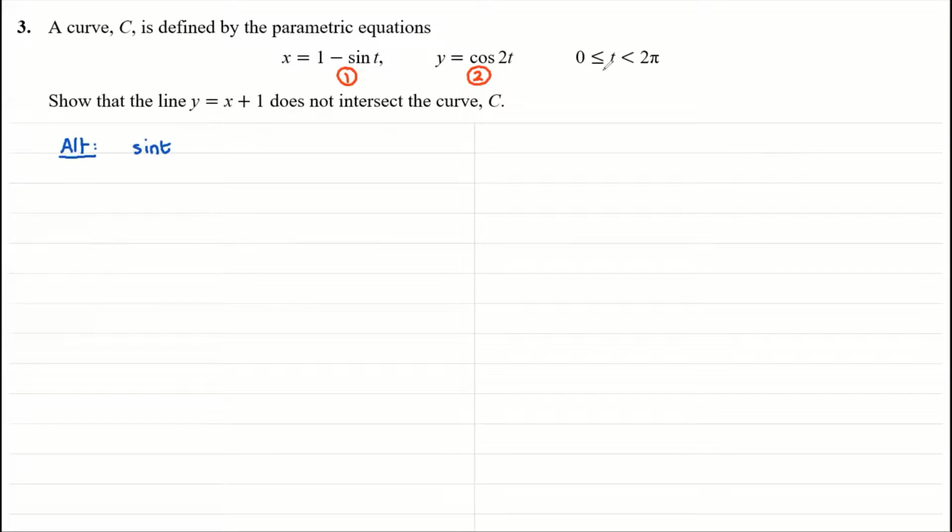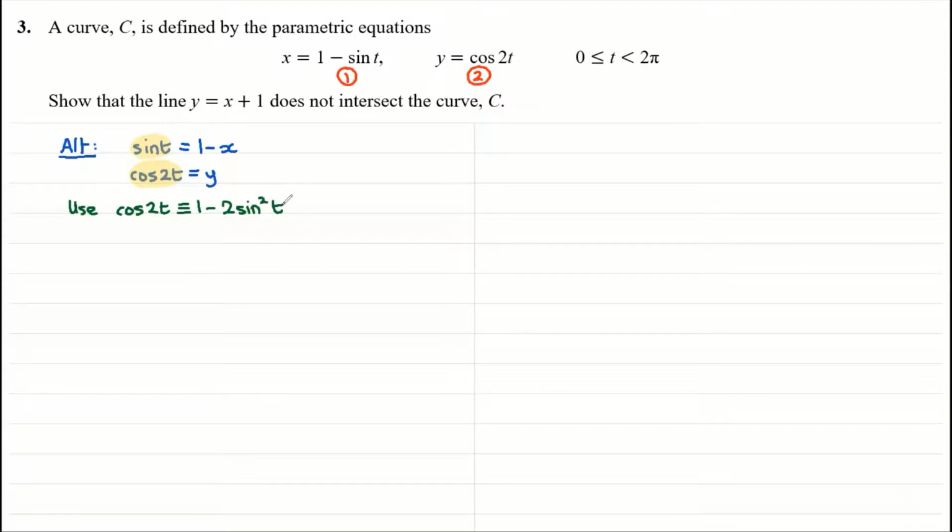Okay, so if we make sine t the subject, that's clearly going to be equal to 1 subtract x. There's nothing to do with the second one. We're simply stuck with cos 2t is equal to y. And then we have to think of an identity that links together cos 2t and sine t. So it's quite similar to what we did in the previous lessons, previous examples. So again, we're going to use that same identity. We're going to use the identity cos of 2t is identical to 1 subtract 2 sine squared t.